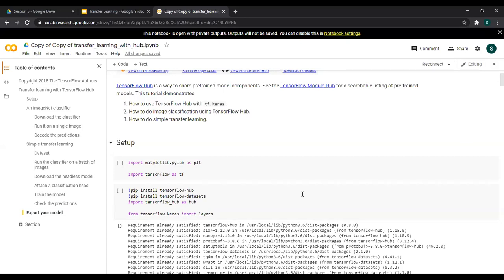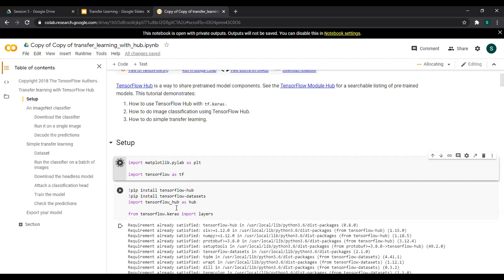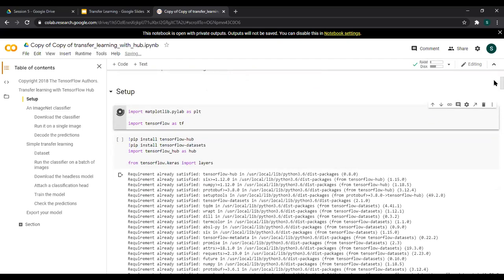So let's first import our libraries. For this example, we're going to be using Matplotlib and TensorFlow. Matplotlib we're going to be using for some visual graphs, and we're going to be using some TensorFlow functions. So just run this. Okay, we have our libraries imported.